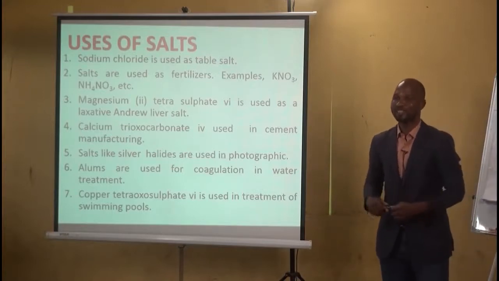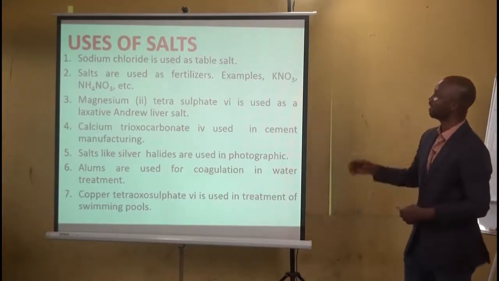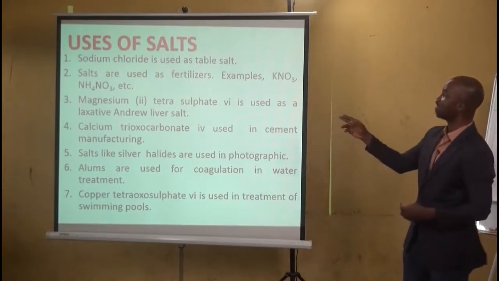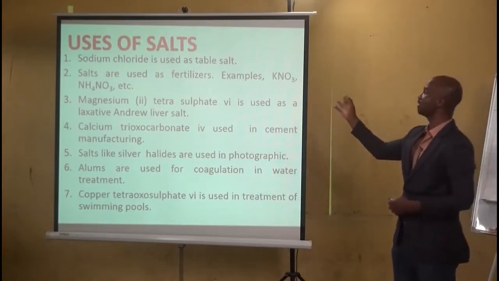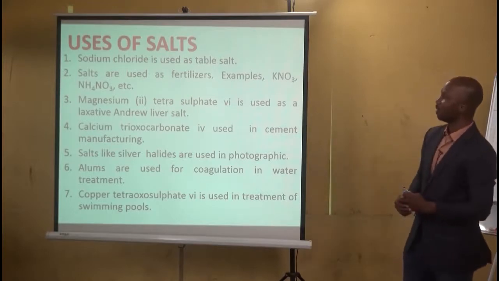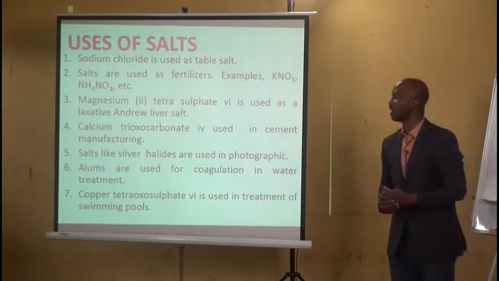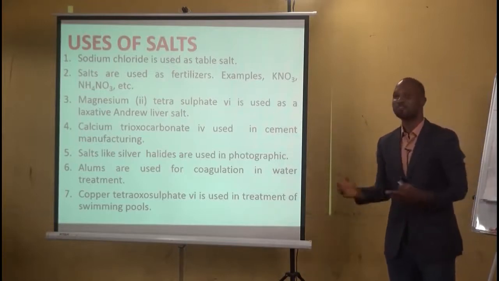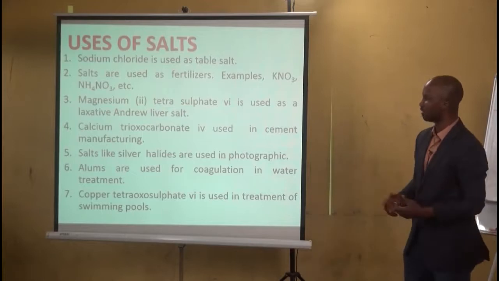But apart from cooking, there are so many other uses of salt. You can see that sodium chloride is used as table salt. Salts are used in fertilizers. Example is potassium trioxonitrate 5. Then we have ammonium trioxonitrate 5. Then magnesium tetraoxosulfate 6 is used as laxative and liver salt.